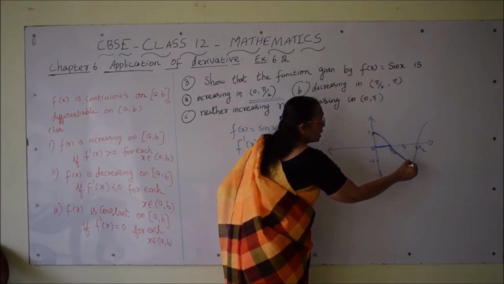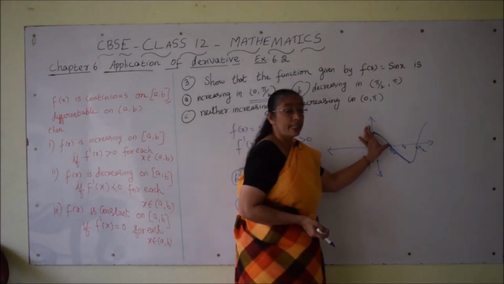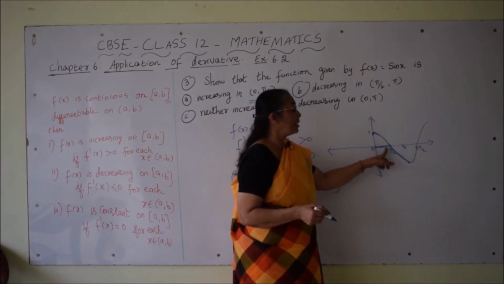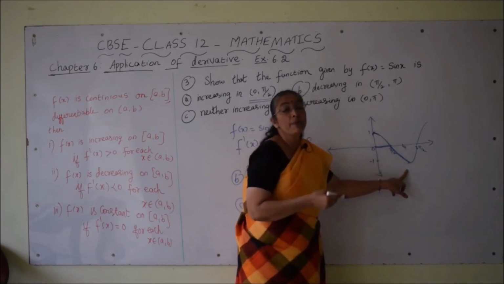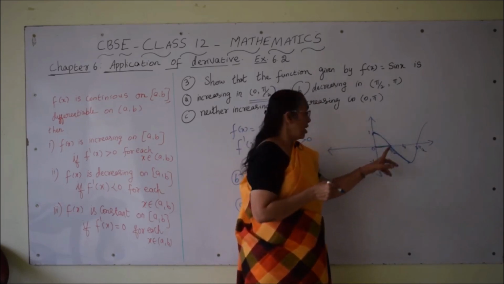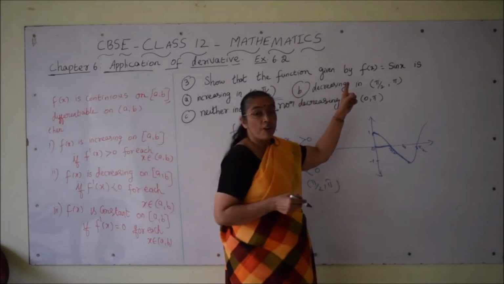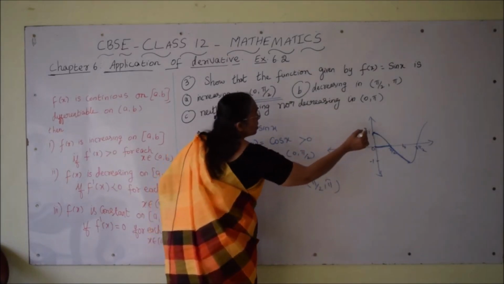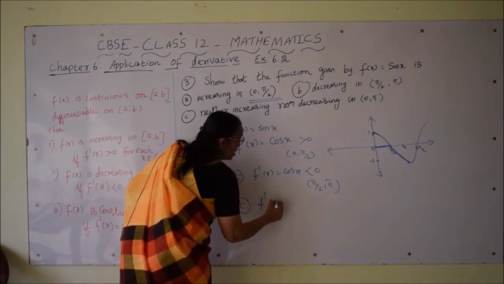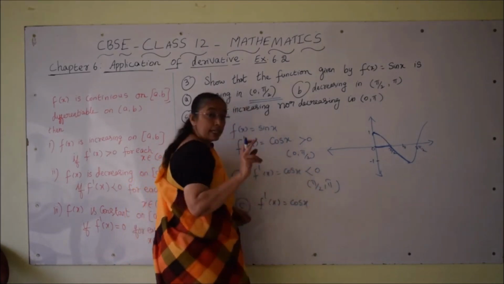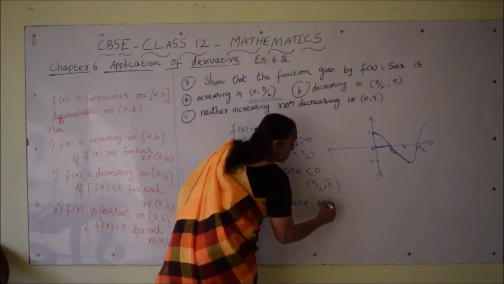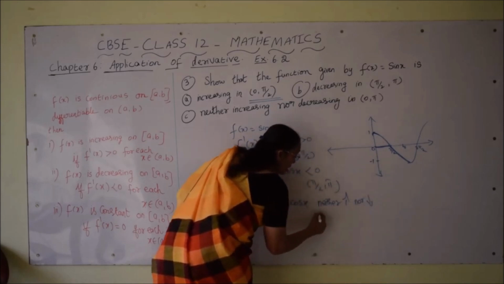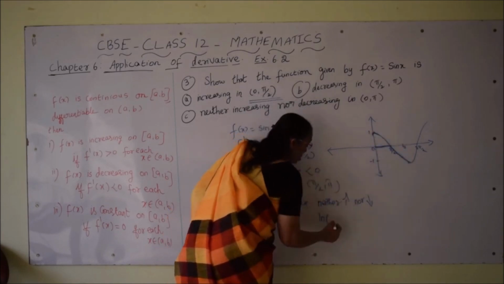So, x1 to x2 if you see the curve, up to this it is increasing, at pi by 2 it is constant because f dash of x is 0 at pi by 2, then from pi by 2 to pi it is decreasing. So, therefore, the given function f of x is equal to sin x is neither increasing nor decreasing in the interval 0 comma pi. You observe the graph. It is neither increasing nor decreasing in the interval from 0 to pi.